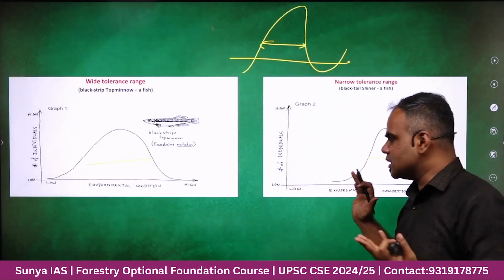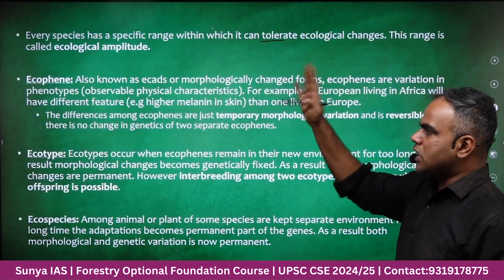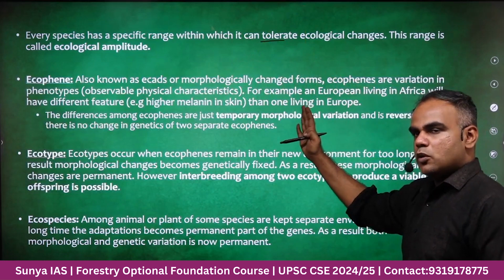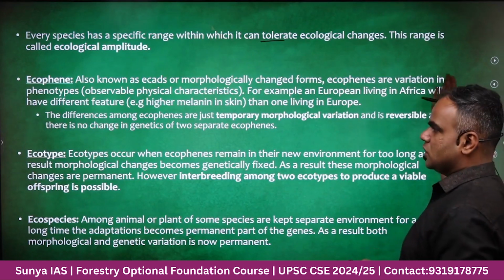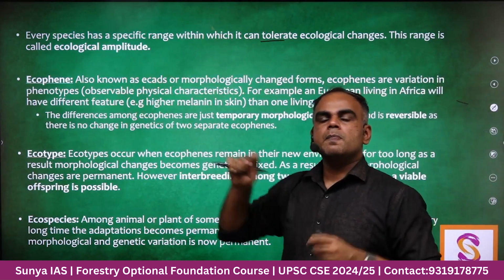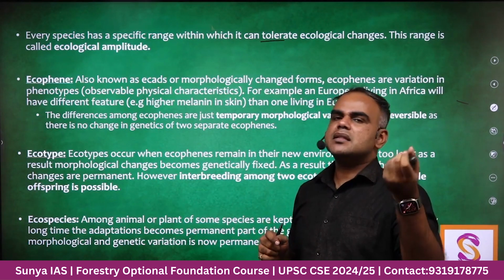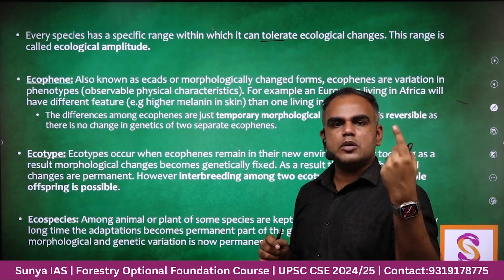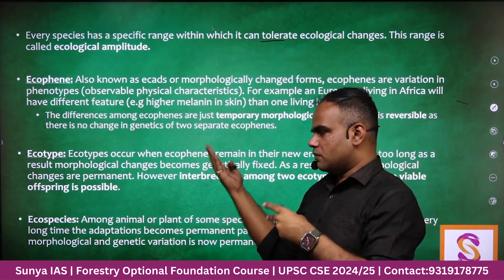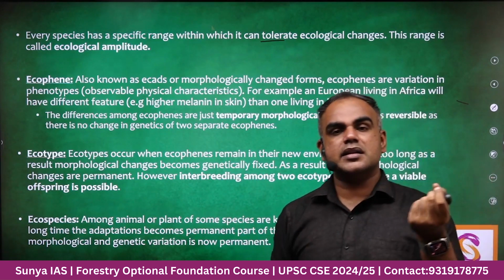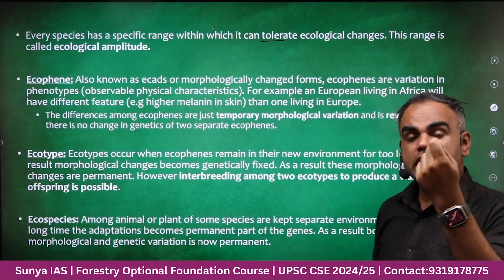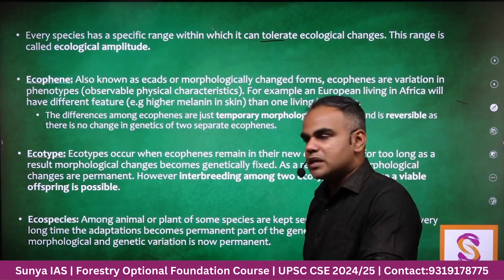Again here, what is basically the idea? If you draw ecophene, in the middle you'll have ecotype, and here you'll have ecospecies. If you think of ecophene, here only temporary changes will happen. Basically, there are changes in the phenotype and in the genotype. When you complete your tree breeding, that is in paper 1B, then you will understand this better.